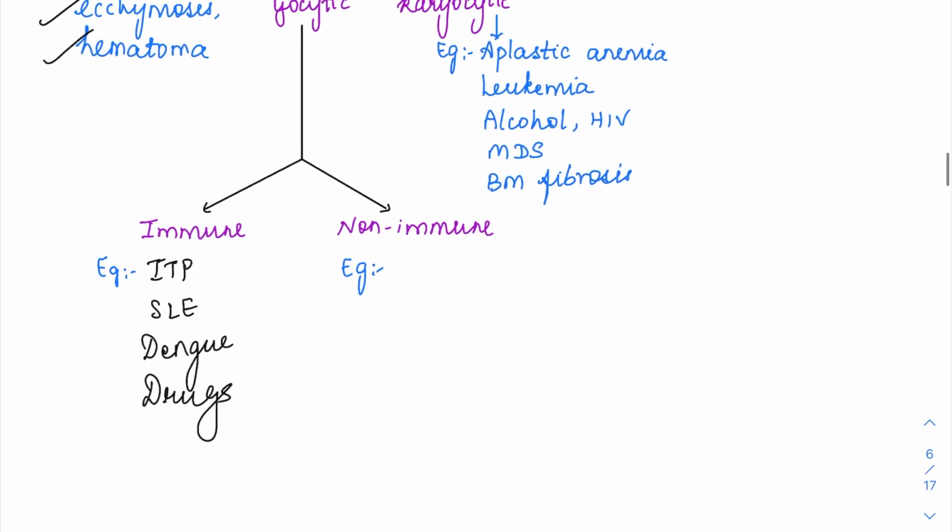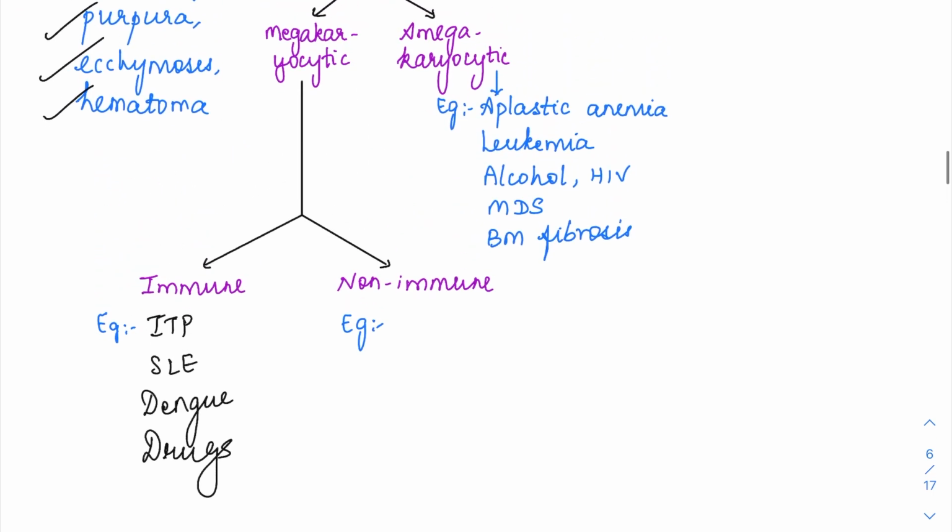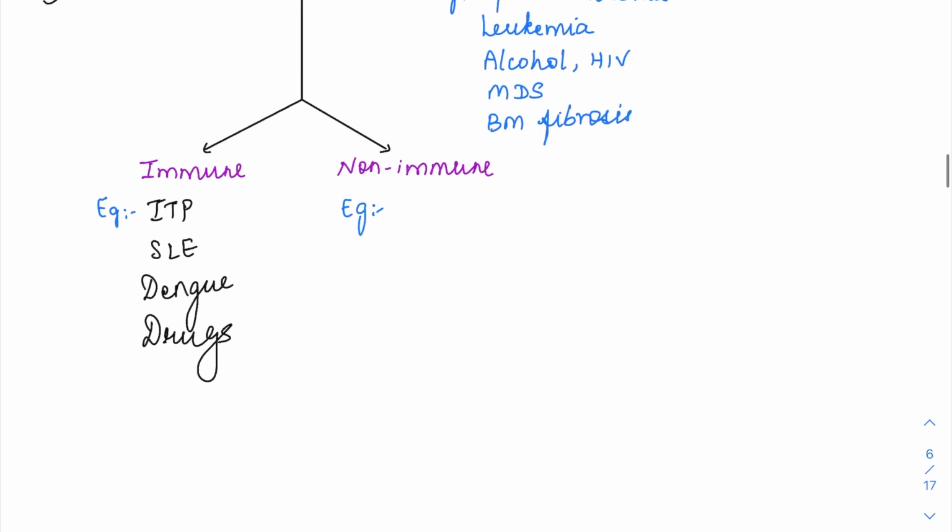Then under non-immune megakaryocytic thrombocytopenia, you are going to have the microangiopathic hemolytic anemias. In microangiopathic hemolytic anemias, there is going to be consumptive coagulopathy and thrombocytopenia. Consumptive thrombus is going to be formed. When lots of thrombi are being formed, the platelets are being consumed. That is going to lead to the decrease in the platelets. As such, there is no immune mechanism involved in this.